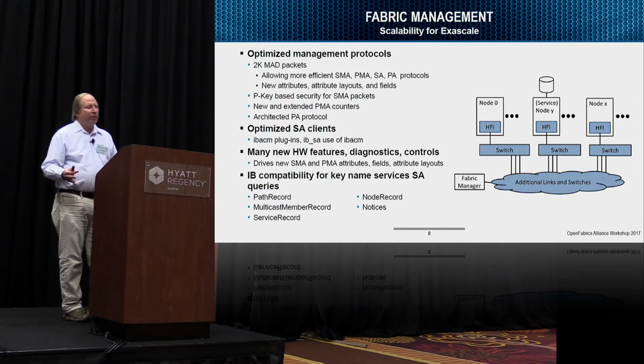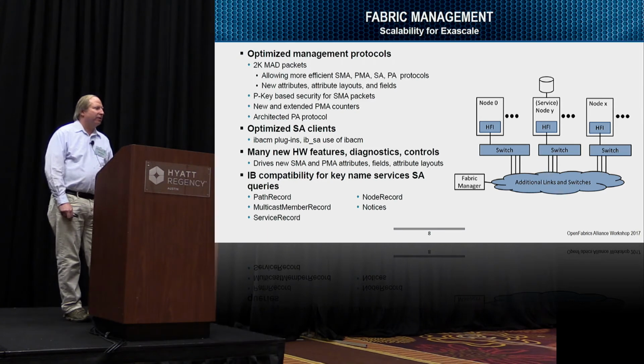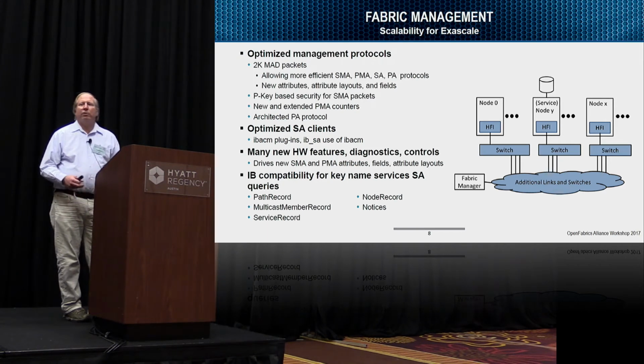And then a key element that we did is we wanted to make sure everything was very forward compatible, made sure that the investment that the industry has had in software and applications on OpenFabrics was fully available immediately day one on Omni-Path. So we made sure that the key things used by applications all continued to work on Omni-Path. So for example, we support all the IB style SA queries that are typical of application name services like multicast member record joins and path records and service records.